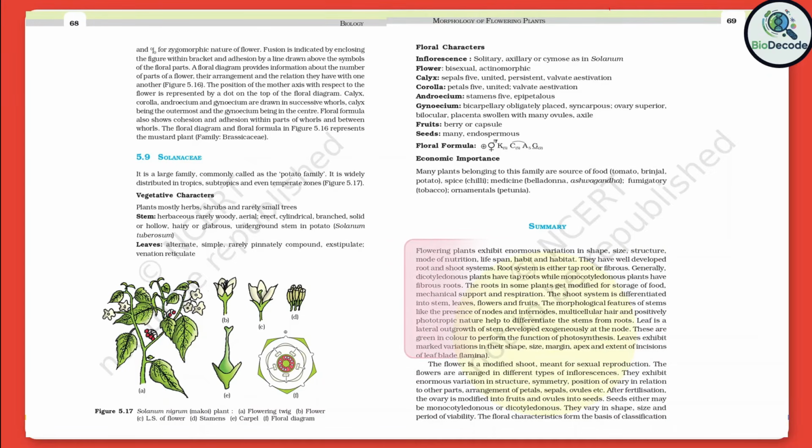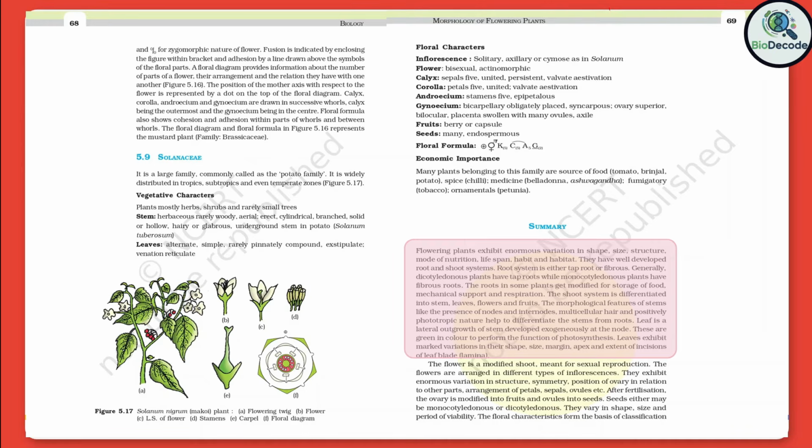Flowering plants exhibit enormous variation in shape, size, structure, mode of nutrition, lifespan, habit, and habitat. They have well developed root and shoot systems. Root system is either taproot or fibrous. Generally, dicotyledonous plants have taproots, while monocotyledonous plants have fibrous roots. The roots in some plants get modified for storage of food, mechanical support, and respiration. The shoot system is differentiated into stem, leaves, flowers, and fruits.